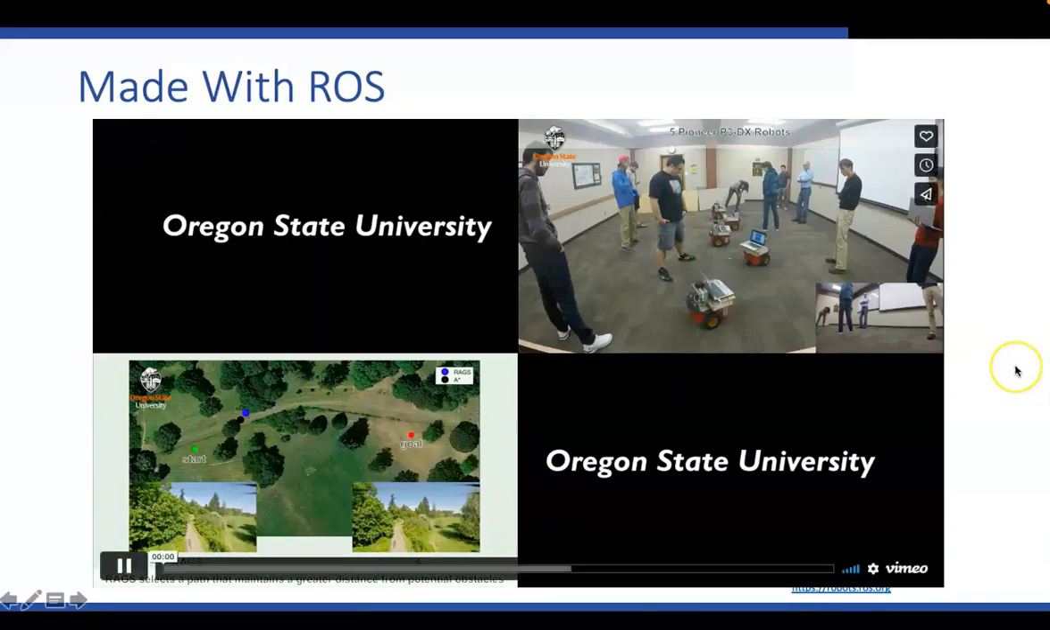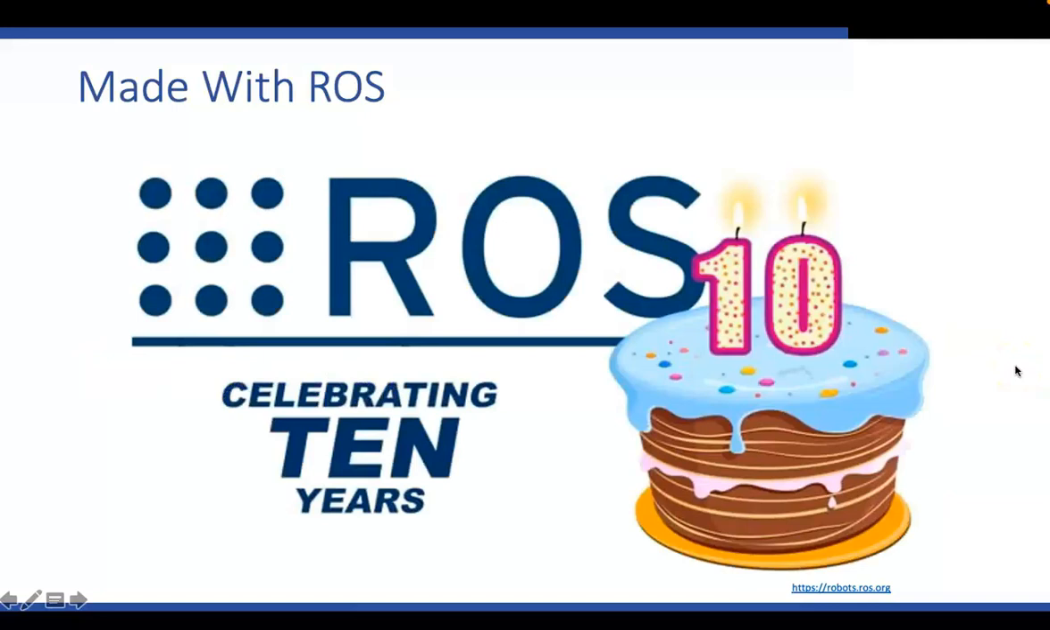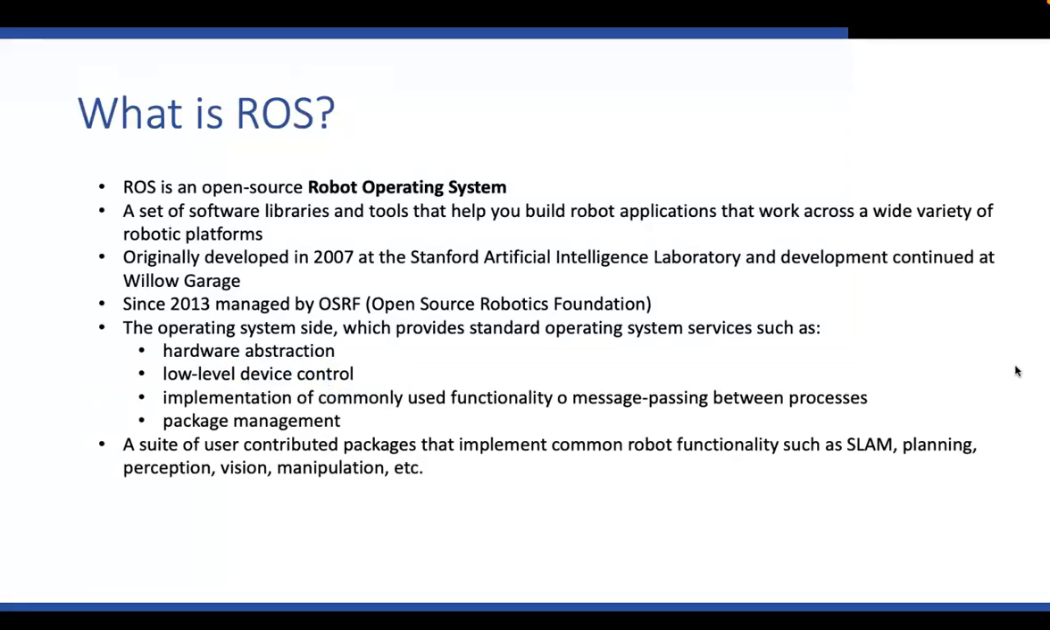So let's dive a little bit into the introduction about what ROS is. We will go deep as we come close to the actual topic, when we do the hands-on assignments. So let's just go through the introduction. ROS is the Robot Operating System, open source. As the name suggests, it's an operating system. Actually, it's not an operating system. It's a set of software libraries and tools that help you build robot applications, and that will work with a wide variety of robotics platforms.